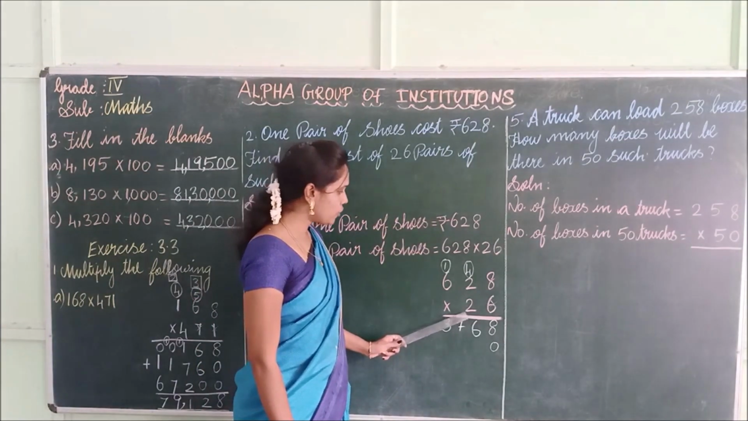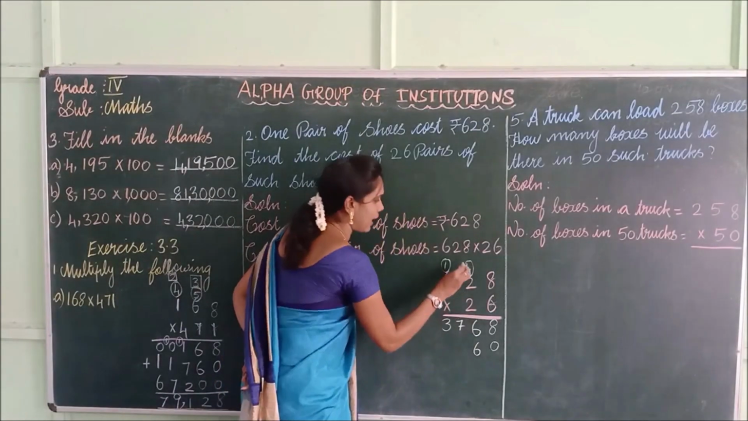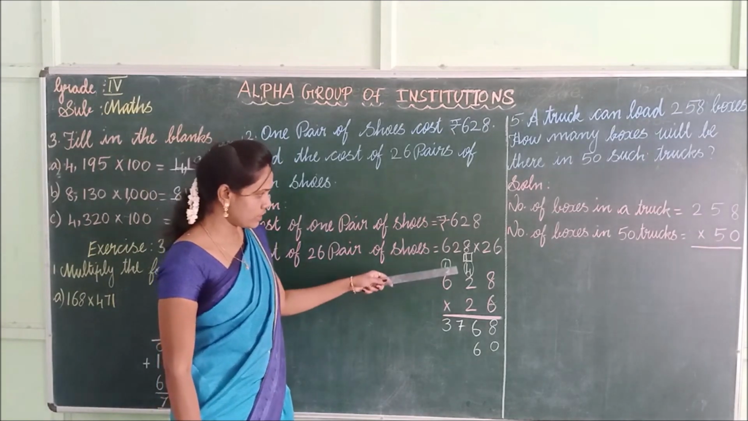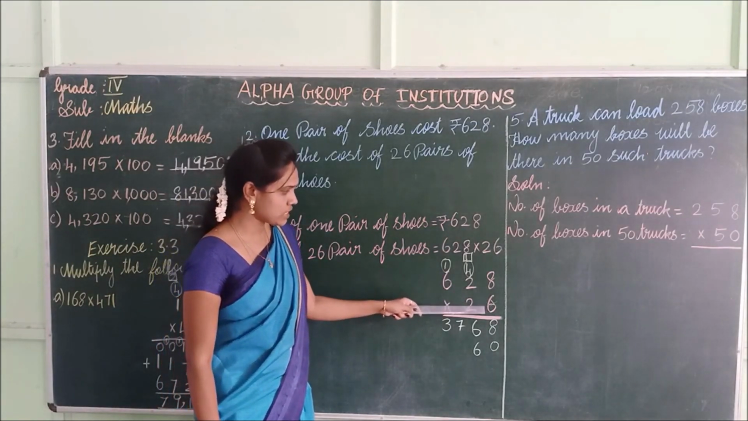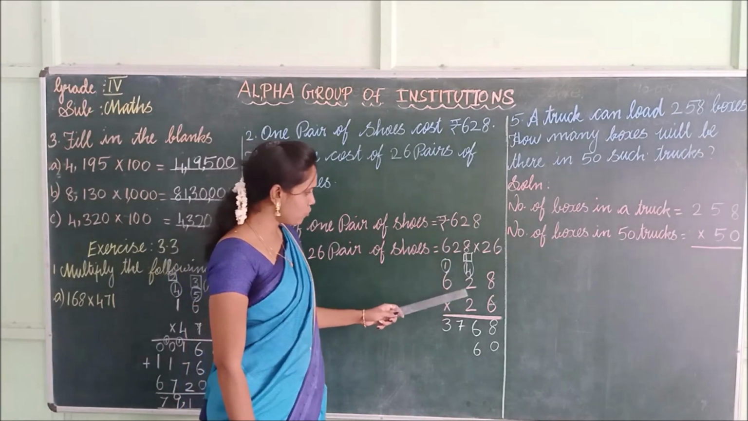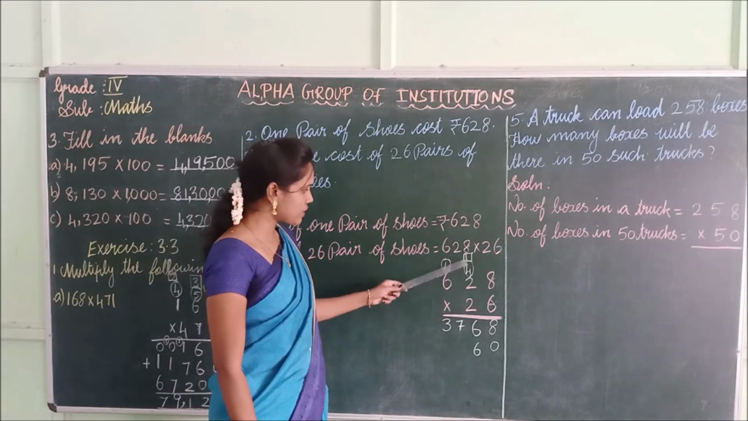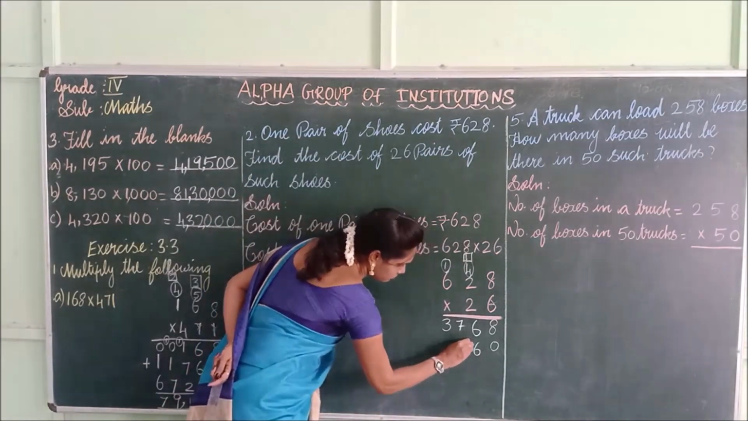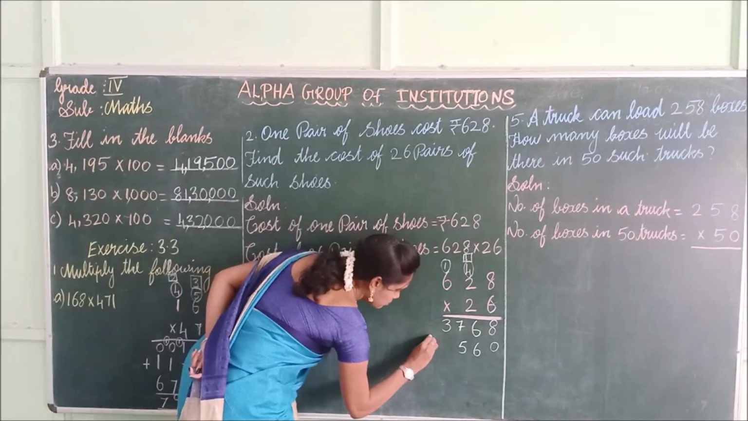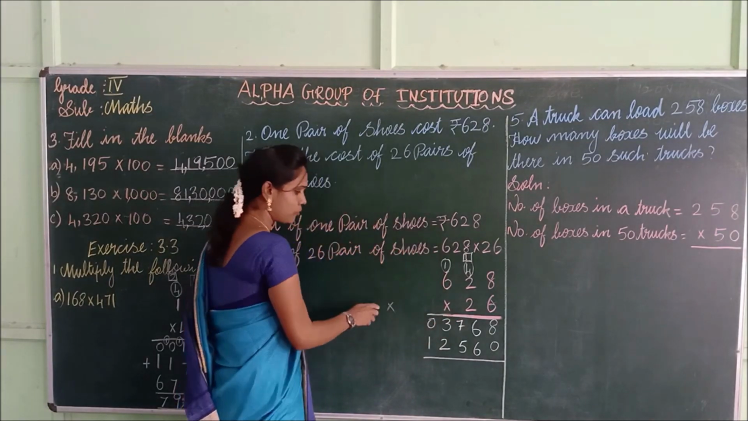Yes. See here, 2 into 8. 2 eights are 16. So 6, and carry over the 1 to the next place value. You should know the difference. Here for this number, for ones place I have put a circle. For tens place I have put a box. Now we move on to the tens place number. See, 2 into 2. 2 twos are 4. 4 plus 1 is 5. Next, 6 into 2. 6 twos are 12. So in the empty place you can put 0 or you can put a cross mark.